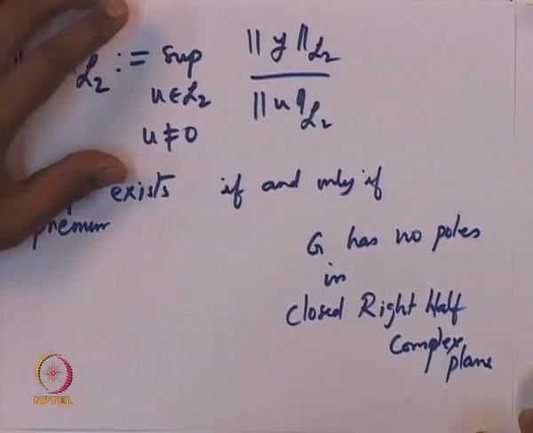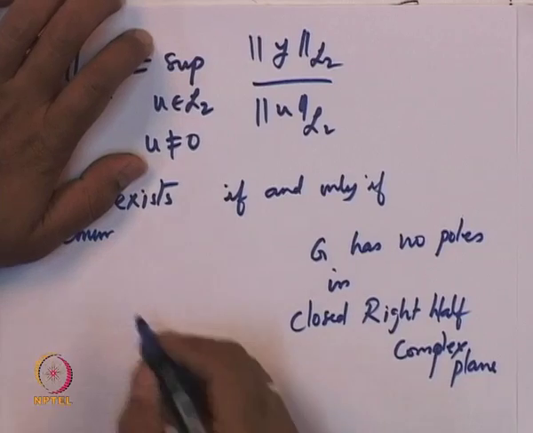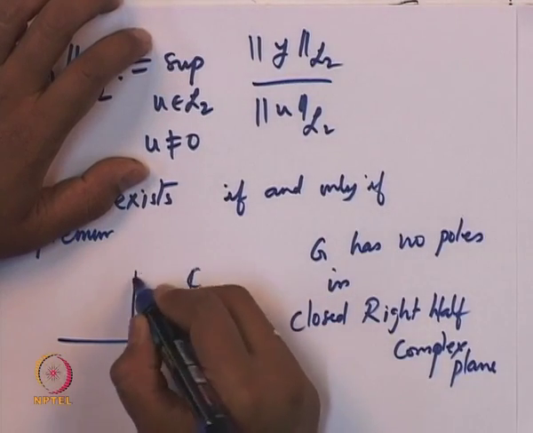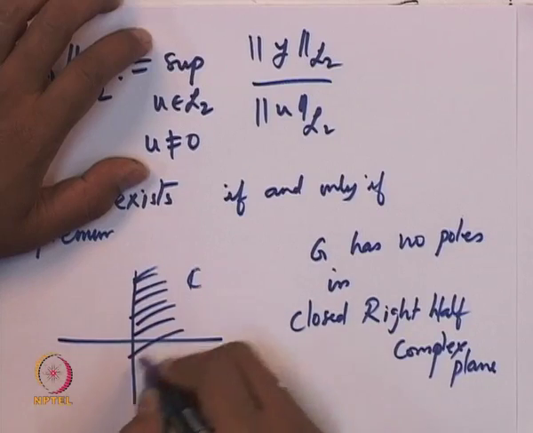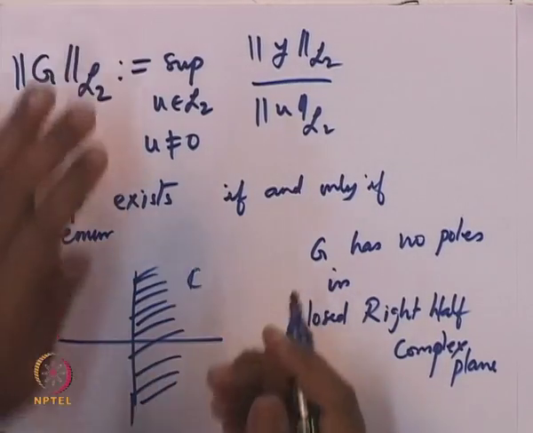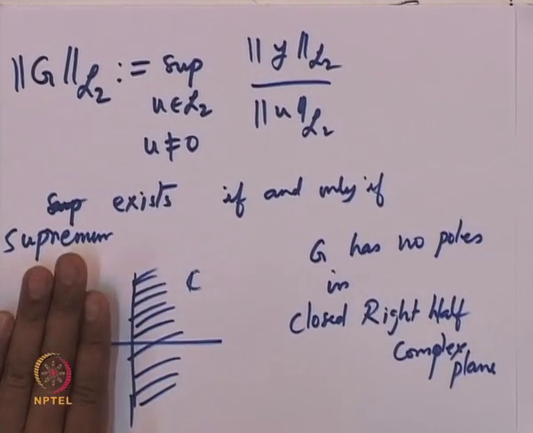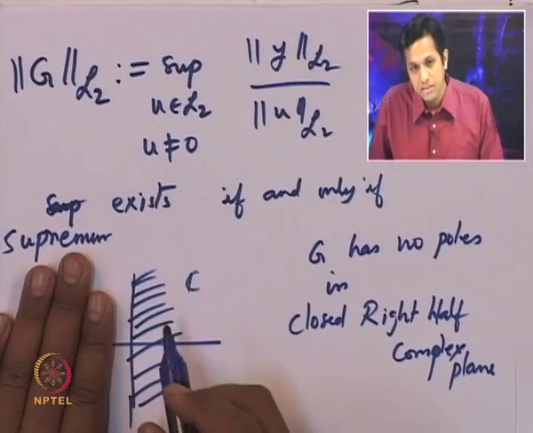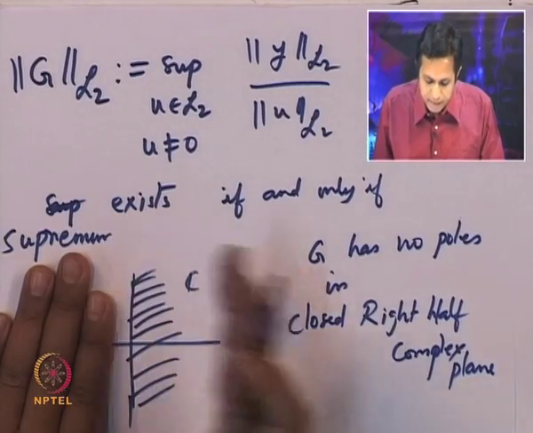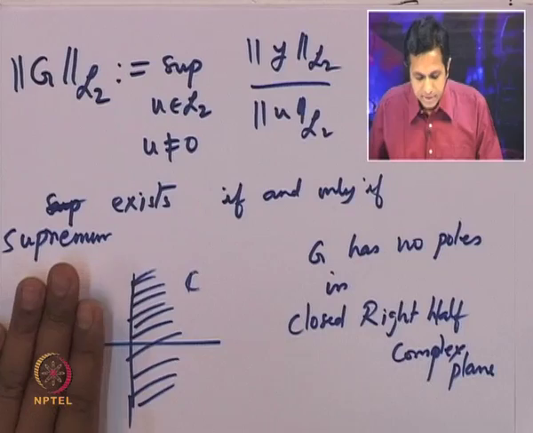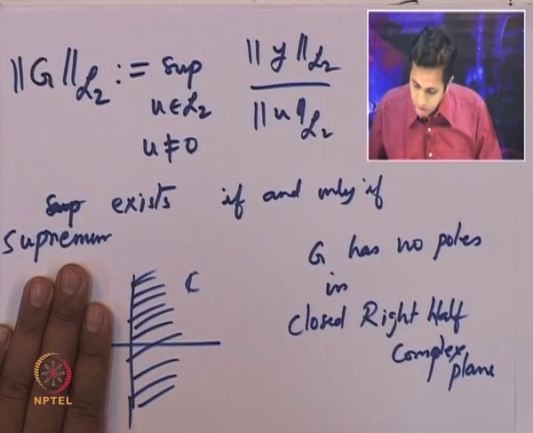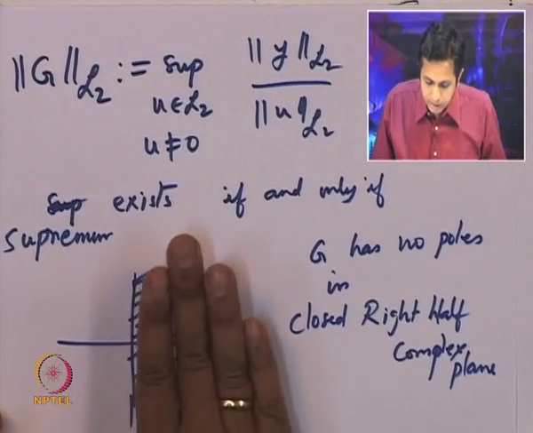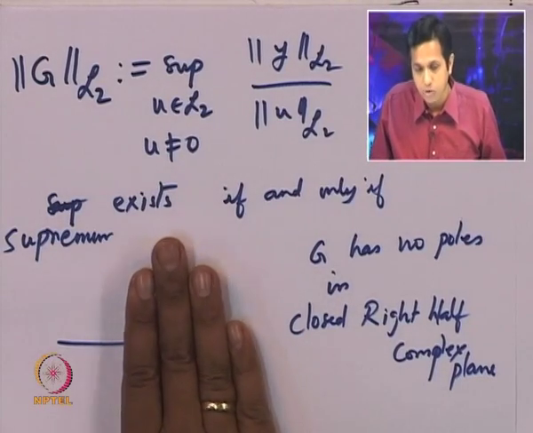If G has no poles in the closed right half complex plane, what is right half? Of course, that is clear. What is closed about it? No poles on the imaginary axis either. All the poles are in the open left half complex plane. What is open about it? The boundary of the left half complex plane is the imaginary axis. The boundary has not been included. That is what makes it the open left half complex plane. So, to say all the poles are in the open left half complex plane is the same as saying there are no poles in the closed right half complex plane.